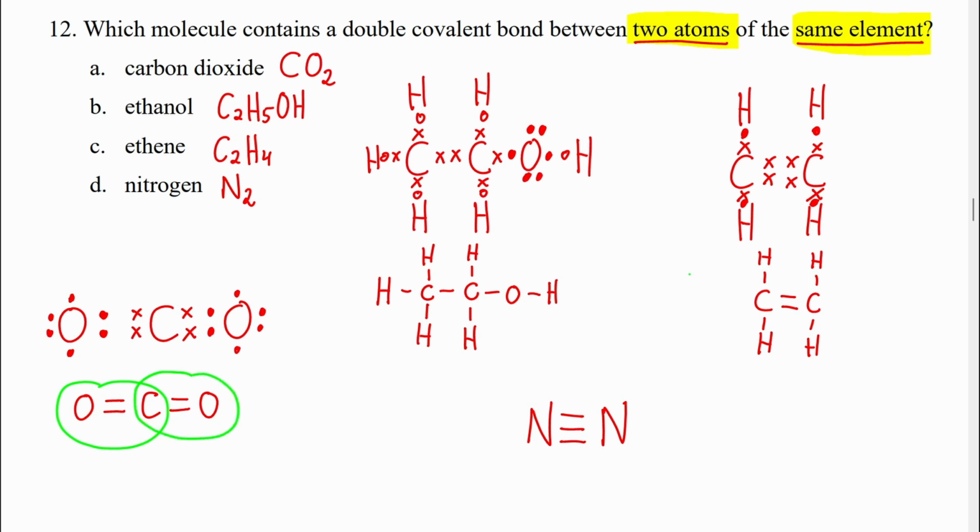While ethanol doesn't have double covalent bond. And ethene in here, we have double covalent bond, and it is the same element because it is the double bond between carbon and carbon. While nitrogen contains a triple covalent bond. It is not double covalent bond, right? So the correct answer here is C.